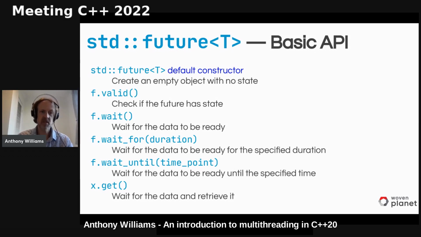You can then wait for it, either just unconditionally, I'm going to wait, or you can wait for a certain duration or until a specific point in time. And then you can get the data. And get implicitly assumes that you're going to do a blocking wait if you haven't already waited. But once you've called get, then it's one shot, so the data is now gone. It returns the data, it moves it out from the internal storage and then destroys the internal storage.